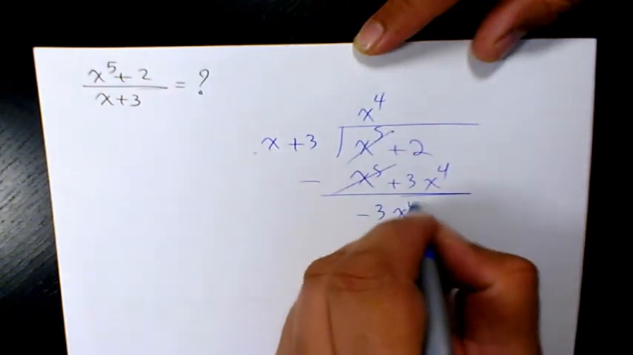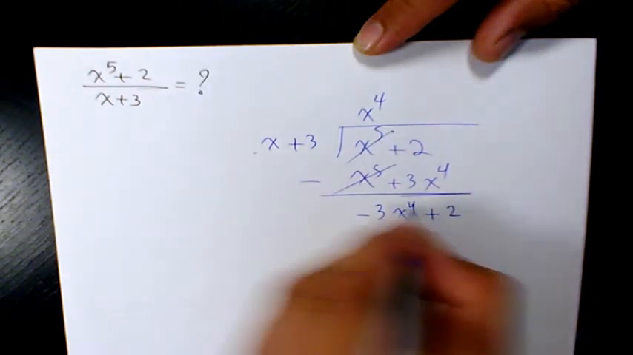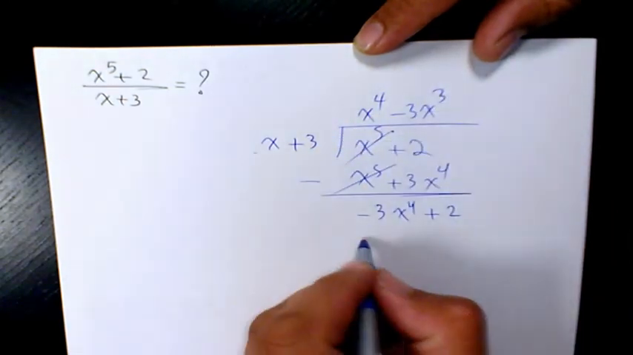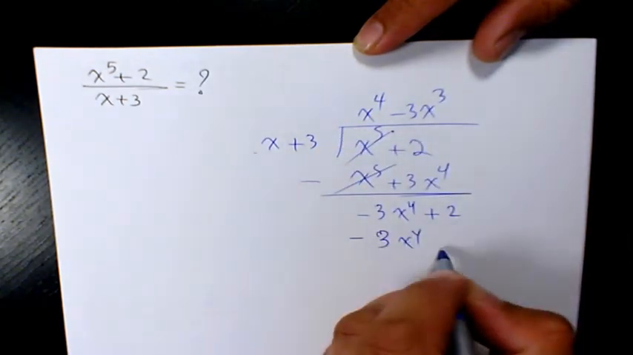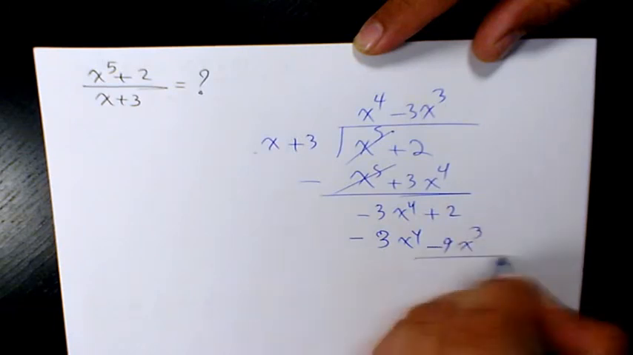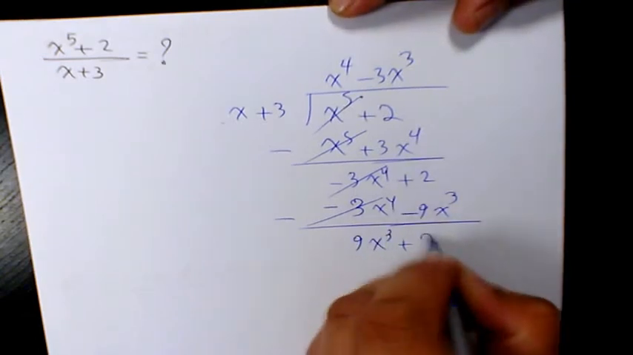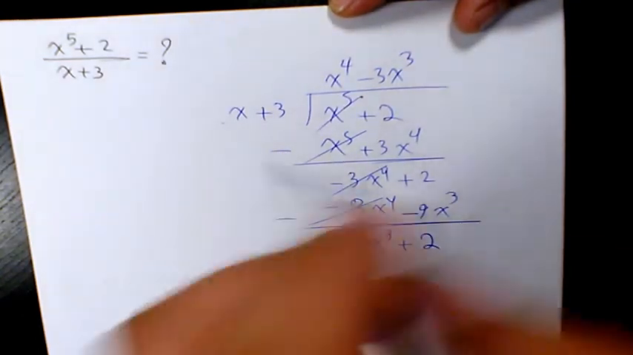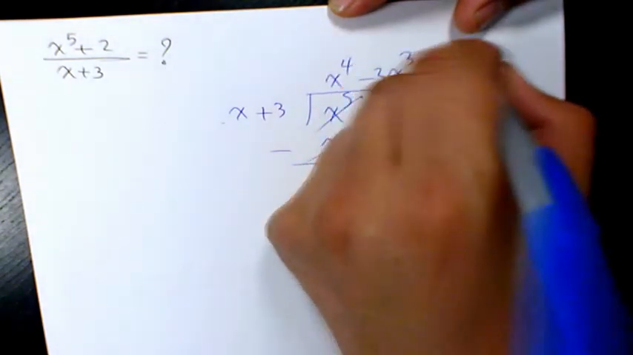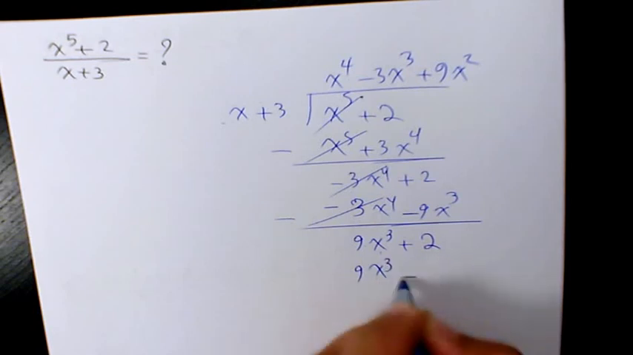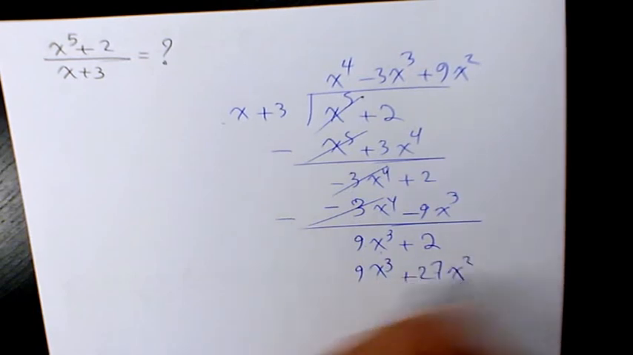Negative 3x to the power 4 divided by x is going to be negative 3x cubed. When you multiply, it's negative 3x to the power 4 minus 9x to the power 3. When you subtract it, it's going to be 0. Then you have 9x cubed plus 22. 9x cubed divided by x is going to be 9x squared. 9x squared times x is going to be 9x cubed, and 9x squared times 3 is 27x squared. These two cancel out.